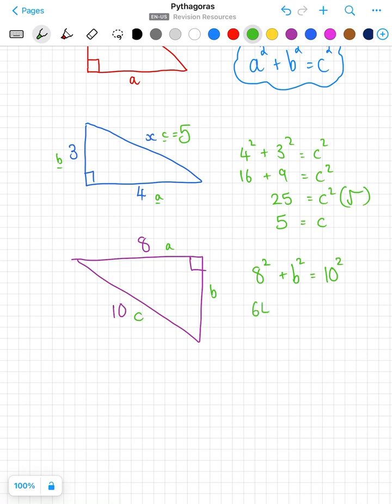So 8 squared is 64 plus b squared, which we don't know, equals 10 squared, which is 100. So we're going to do 100 minus 64, which is 36. So b squared is equal to 36. Now we need to square root to find b, and b is 6.